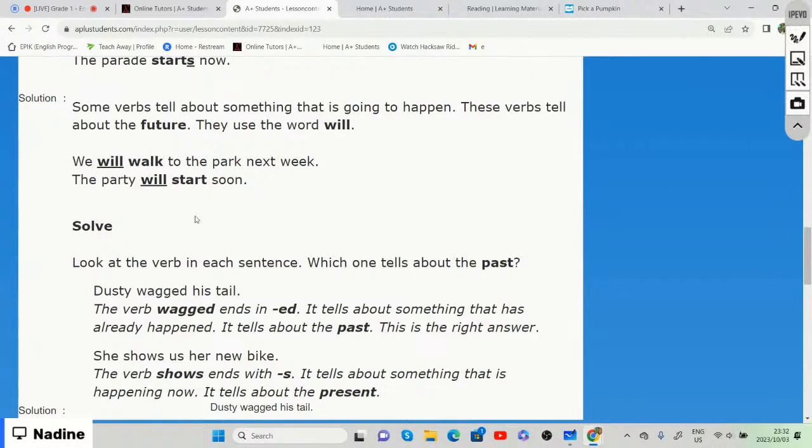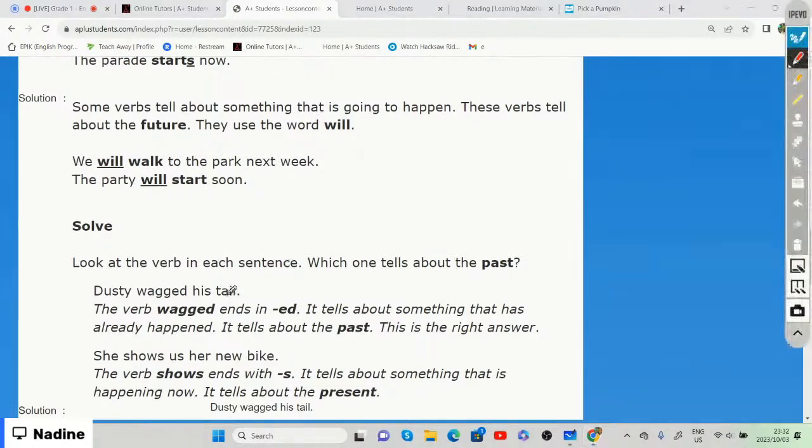All right, so which means that we will say Dusty wagged his tail. Wagged ends in ed, and it tells us about something that already happened, and that tells us about the past.